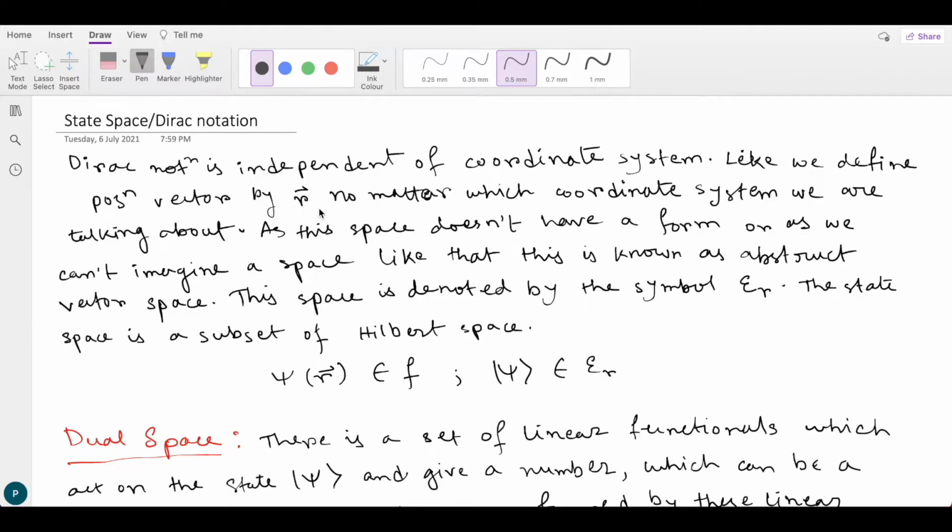Similarly, Dirac notation is that kind of vector space. As this space doesn't have a form, or as we can't imagine or visualize a space like that, this is known as an abstract vector space. This space is denoted by the symbol epsilon r. The state space is a subset of Hilbert space. Hilbert space is a much bigger space. This is just a small part of that space.